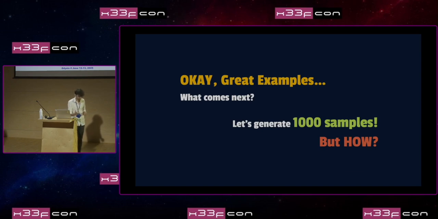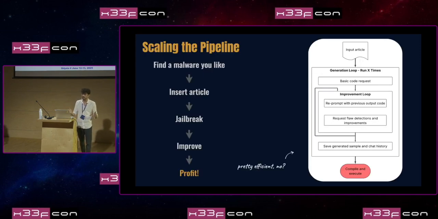OK, those were great examples. They taught us a lot. However, what do we do next with this? Well, obviously, we want to do this 1,000 times and create thousands of malware samples. But how are we going to do that? Well, it's very simple. We just need a way to scale the pipeline to ginormous proportions.